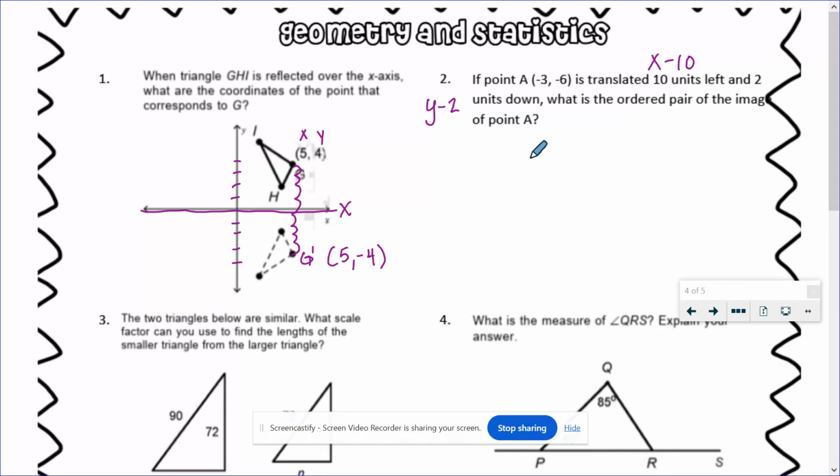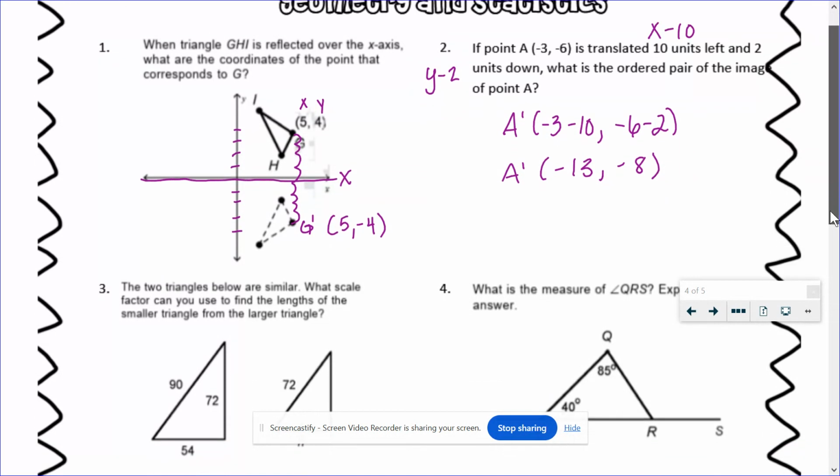So what's the ordered pair of the image of point A? So A prime, I need to take my -3, which is my x value, and subtract 10 from it. And for my y number, I need to take -6, which is my y, and subtract 2. So A prime is going to be -13, -8.